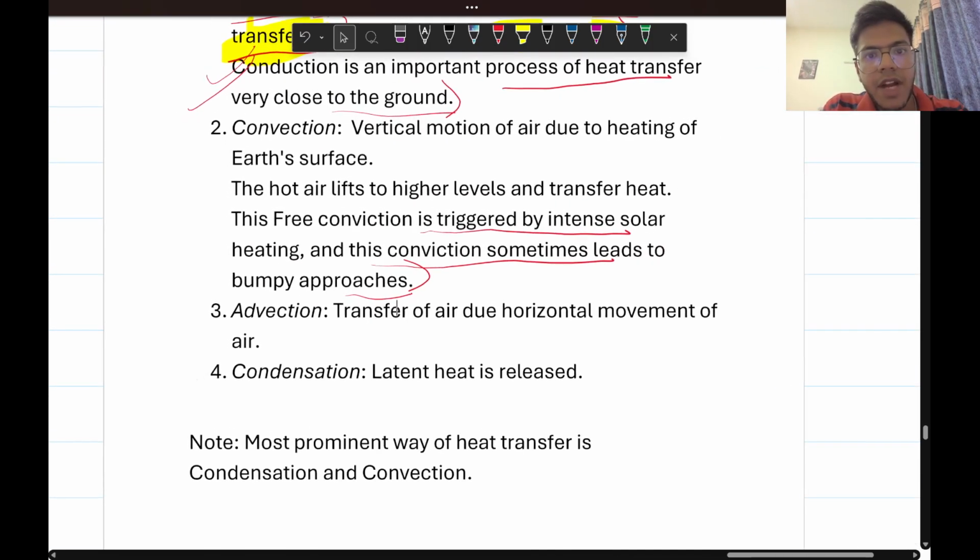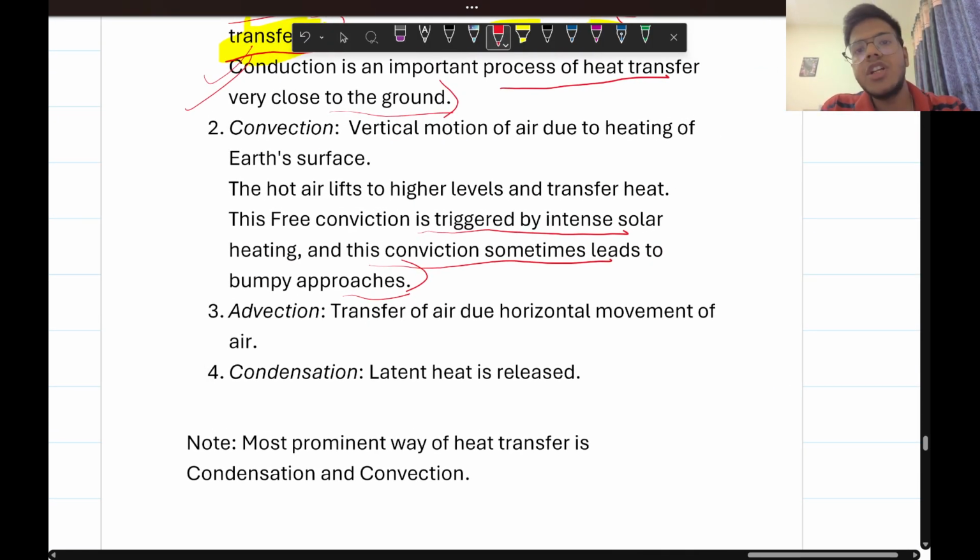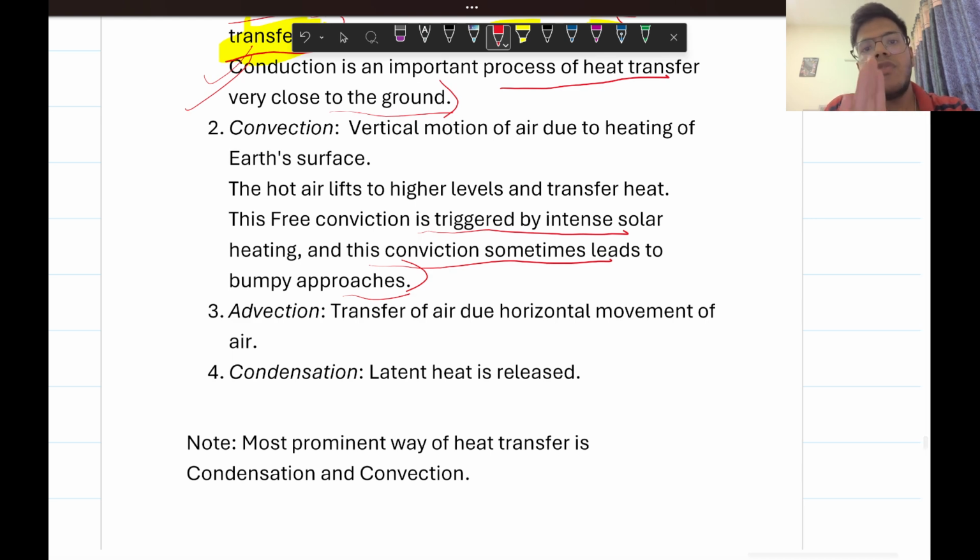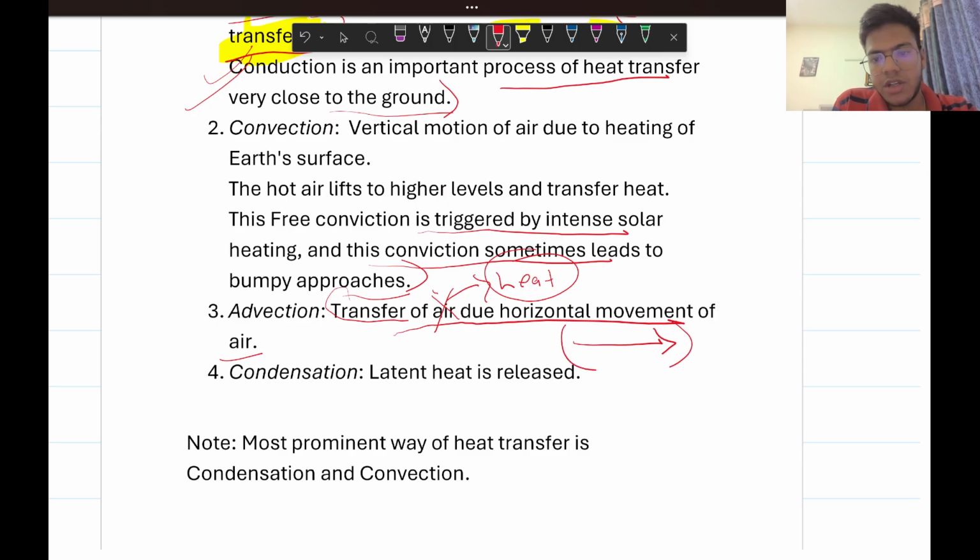Now guys, we'll see advection. Advection is basically horizontal movement of air. Transfer of heat, not air. Transfer of heat due to horizontal movement of air. I made more typing errors in the notes today, no problem guys, I will give you an updated one in your description. See, this is your advection, horizontal movement. This vertical movement is your convection. You have to remember, and your transfer of heat by direct contact or physical contact with ground is conduction.